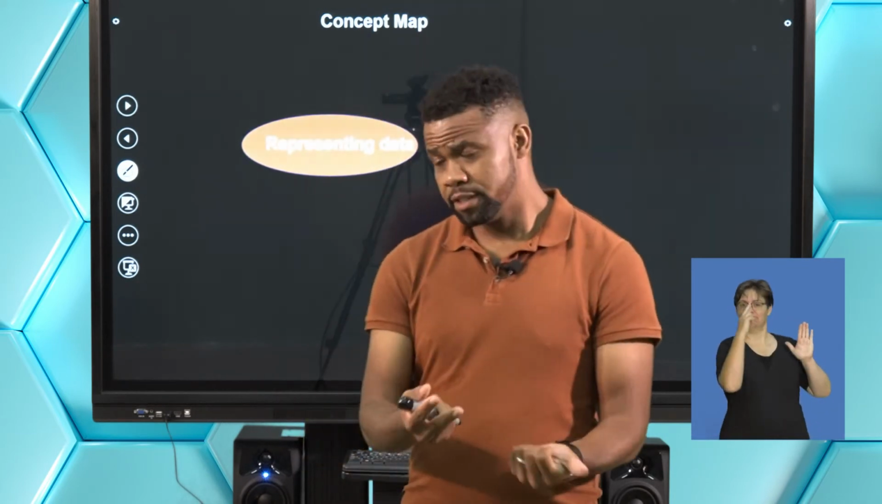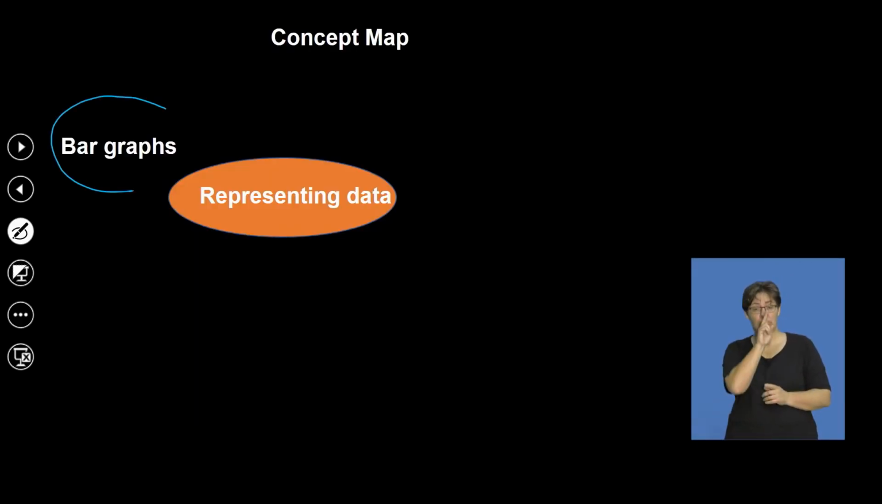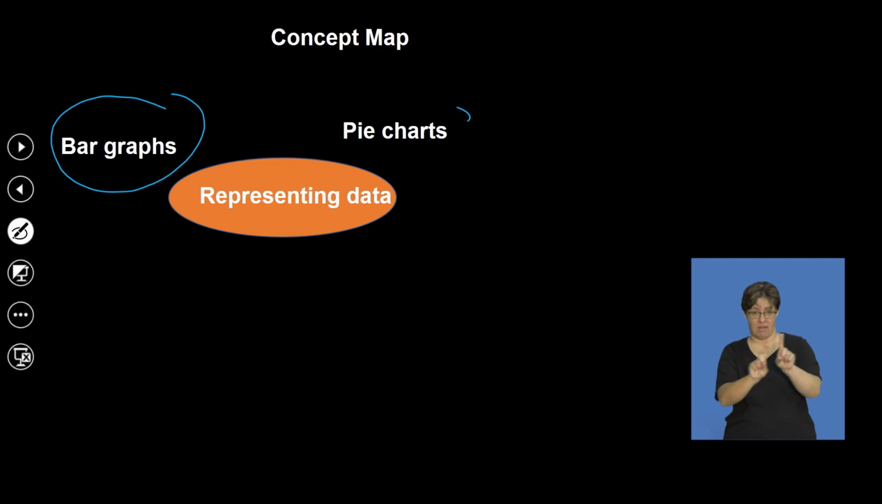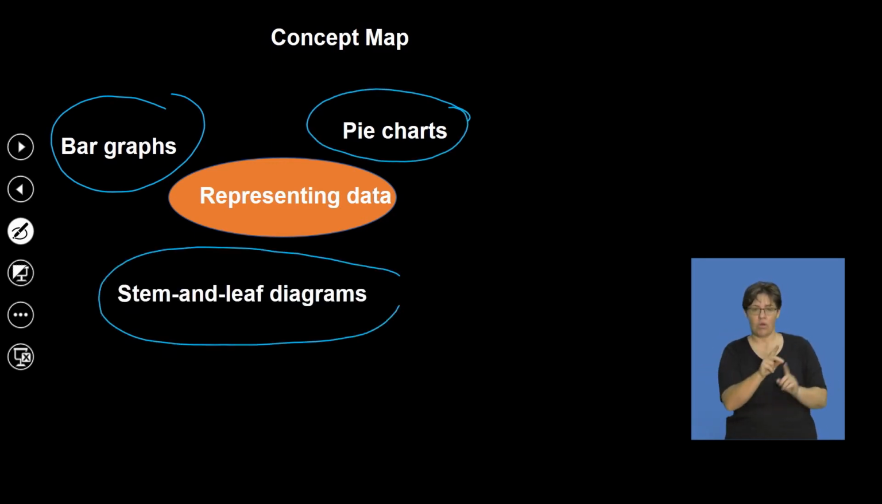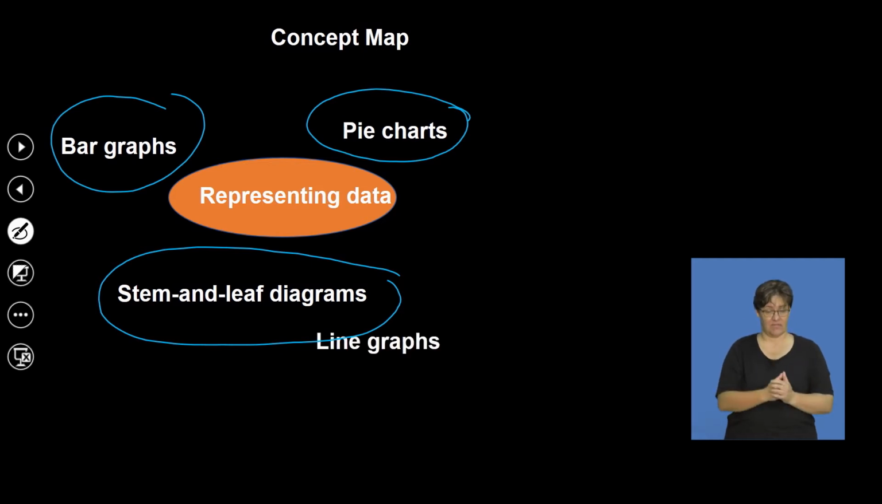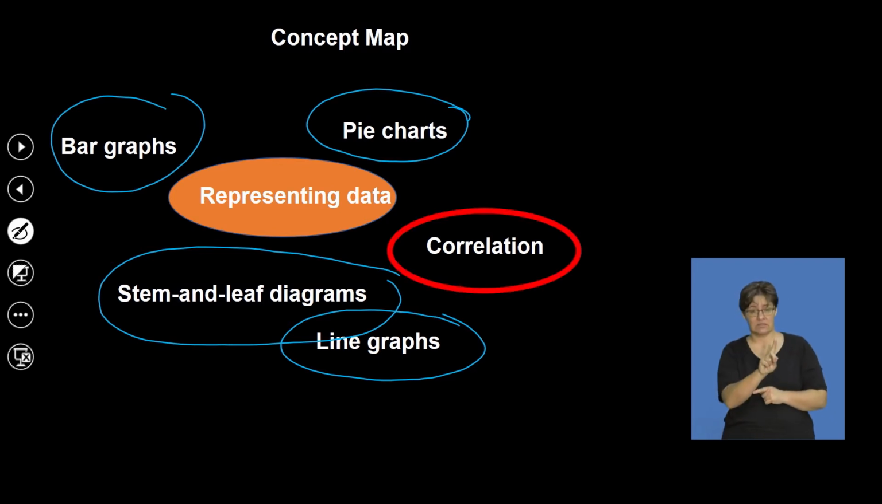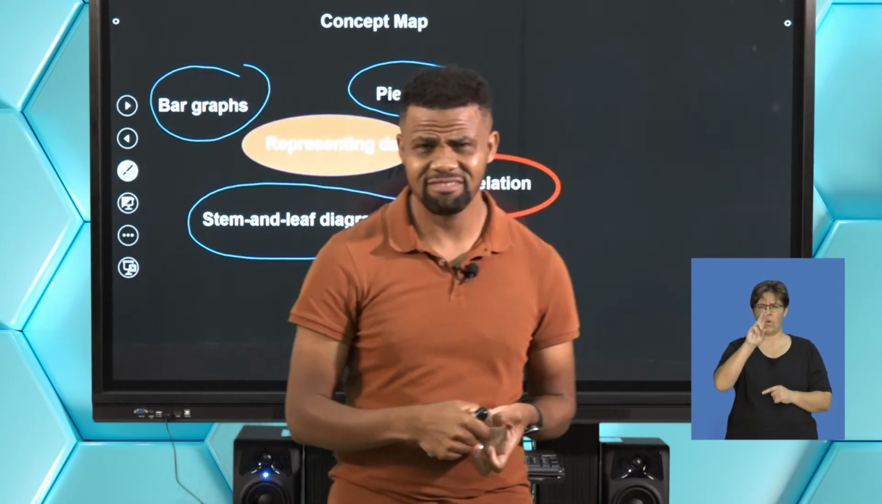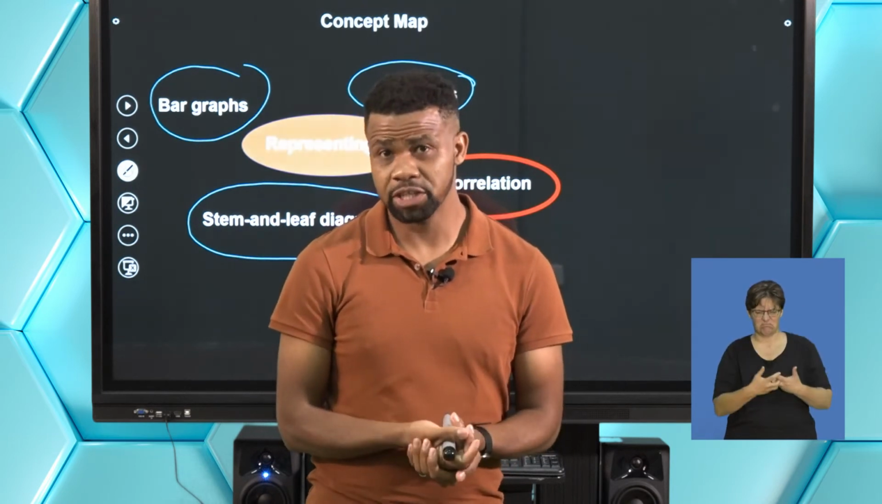Okay, fantastic. So what we did, we looked at the bar graph, we looked at the pie chart, we looked at the stem and leaf, remember that, and line graph, we just looked at that. Now we're going to look at what is correlation. What is that correlation actually?